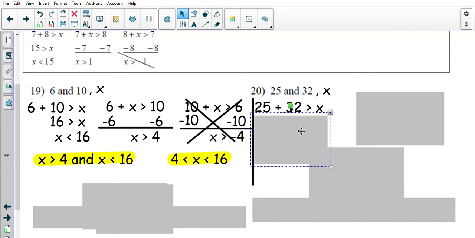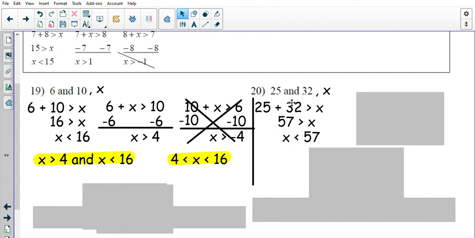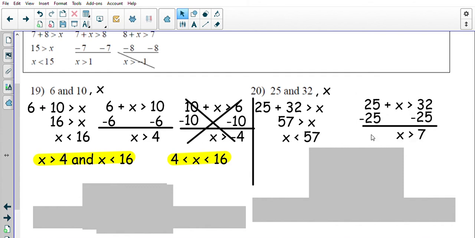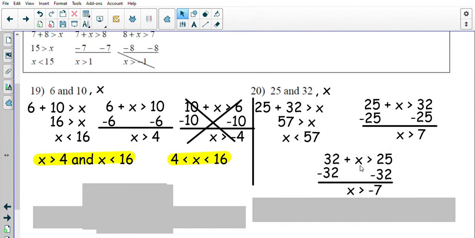So first inequality is 25 plus 32 is greater than x. No need to solve here. That just gets us 57 is greater than x, or x is less than 57. My second inequality was 25 plus x is greater than 32. I subtracted 25 from both sides to get x is greater than 7. My third inequality is 32 plus x is greater than 25. I subtract 32 from both sides to get x is greater than negative 7.